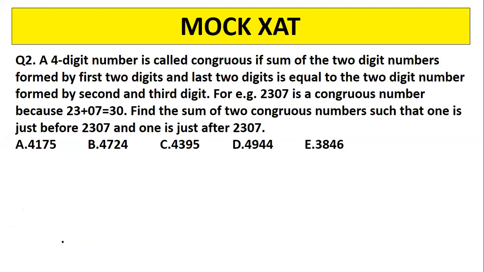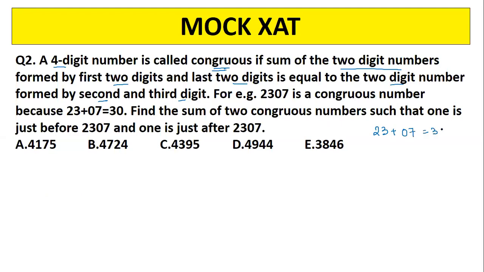Okay, let me read the question once. A 4-digit number is called congruous if the sum of the 2-digit numbers formed by the first 2 digits and the last 2 digits is equal to the 2-digit number formed by the second and the third digit. For example, 2307 is a congruous number. Why? Because the sum of the 2-digit numbers formed by the first 2 digits and the last 2 digits: the first 2 digits are 23, plus the last 2 digits, 07.